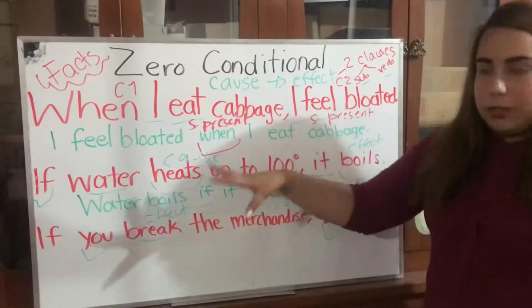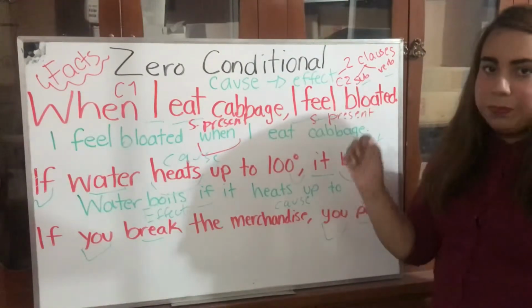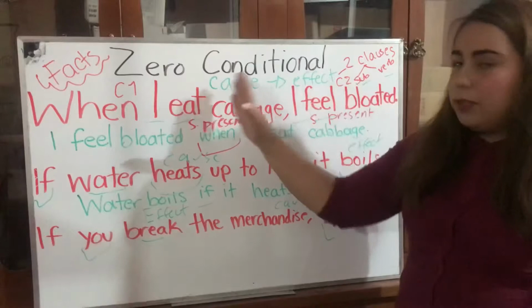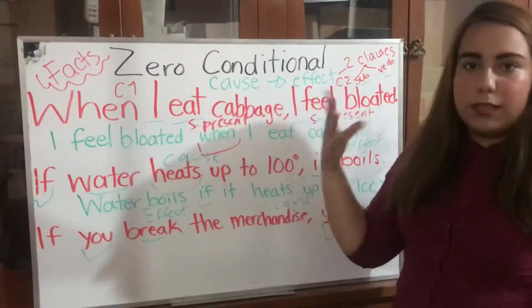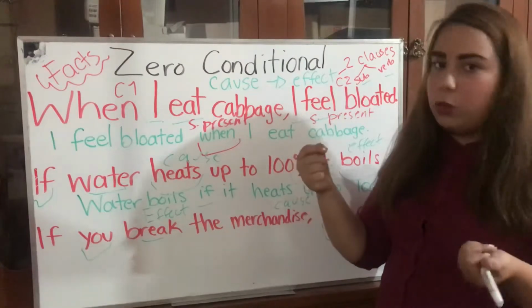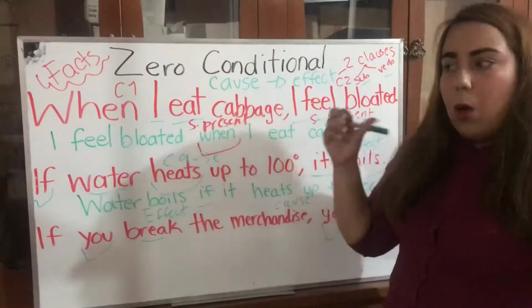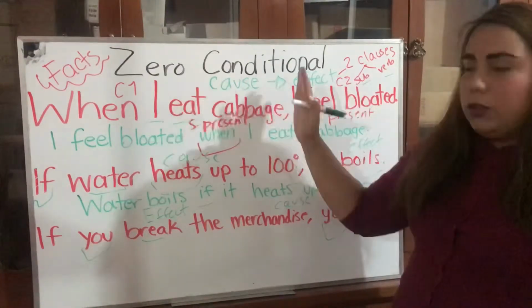Ok, estoy separando clause 1 y clause 2 con una coma, ¿ok? Pero algo muy importante de cero condicional es que ambos verbos están en presente simple, ¿ok? Si no están ambos en presente simple, no es cero condicional, es otro condicional. Pero, ¿cuándo voy a utilizar este cero condicional?